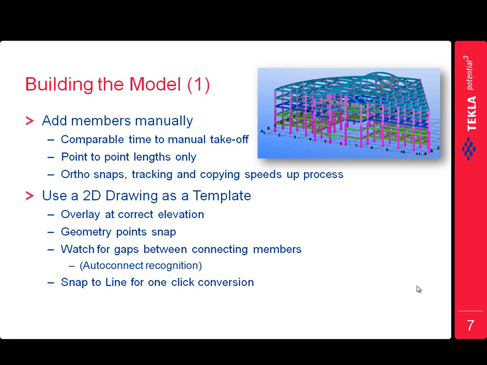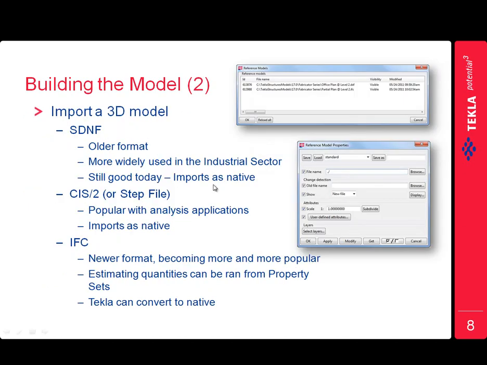A couple of things though, remember that when you get AutoCAD drawings or any kind of CAD drawing, they generally stop the lines short of the supporting member, so you need to watch for that little gap there and make sure you fill that in. Use the geometry point snap so you can snap to the DXF or DWG file, and use that snap to line for one-click conversion as well. It makes you really effective, really quick at building up that three-dimensional model from either 2D plans on paper beside you or a DXF or DWG file.